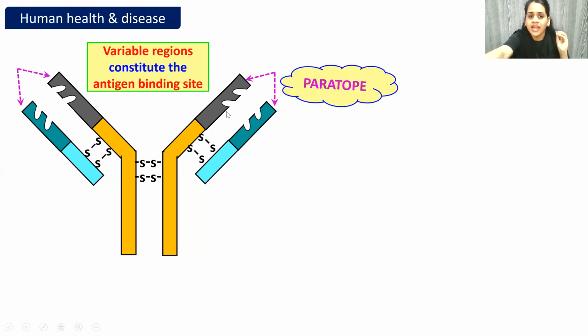Can you see? And that is called paratope. What is it called? Paratope. So the variable region constitutes the antigen binding site, this site, and that is called paratope.